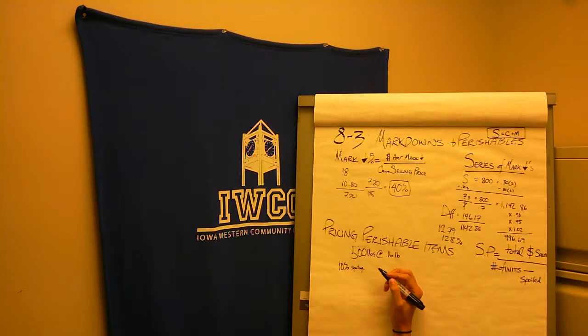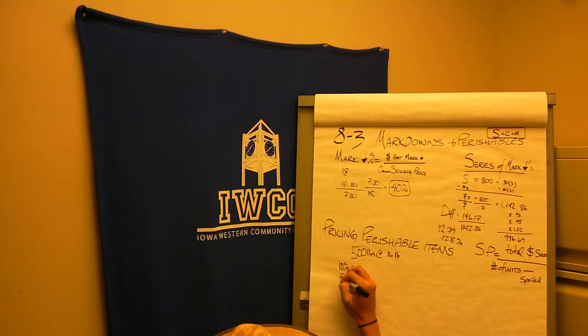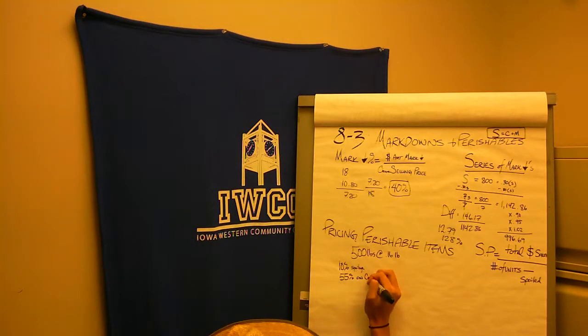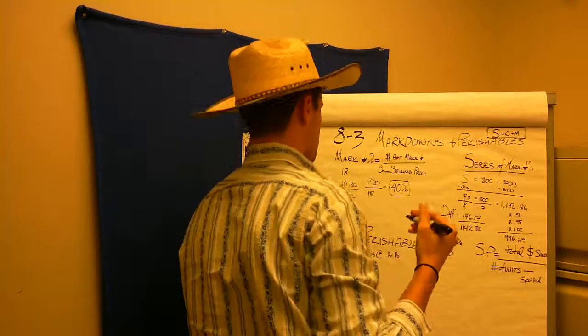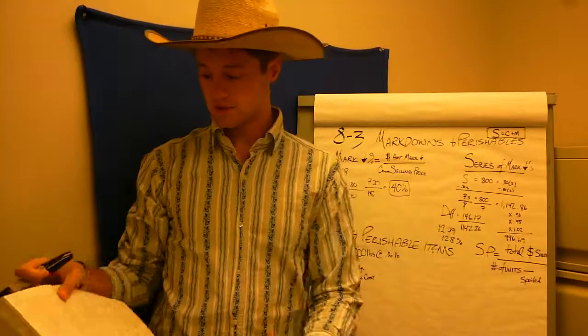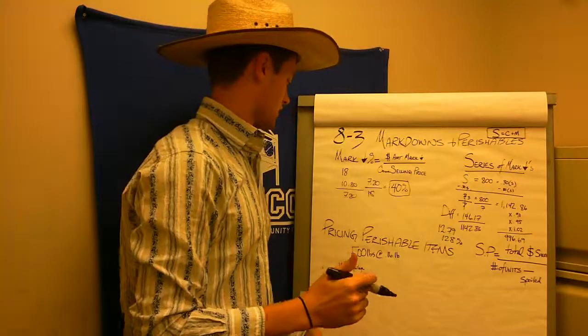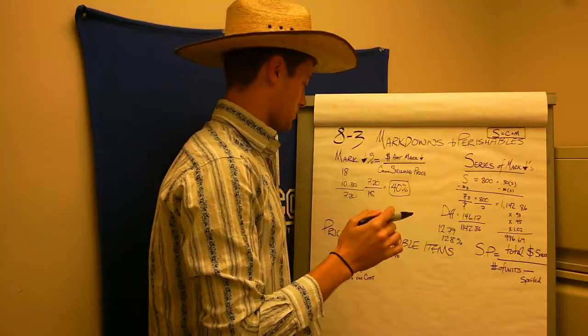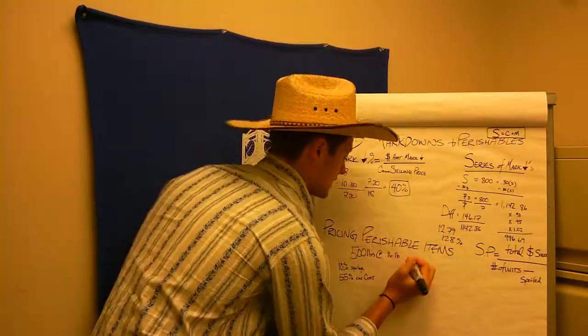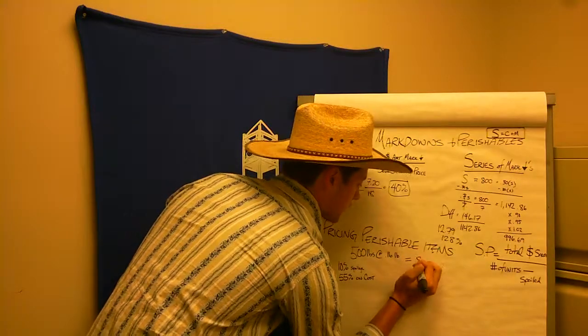And he says that he marks up the tomatoes 55% on cost. 55% on cost. Okay, so what would we do first? I'm going to put this down to make sure I know what we're going to do first. Well, I'd figure out how much he spent. Well, he spent $80 for those 500 pounds.